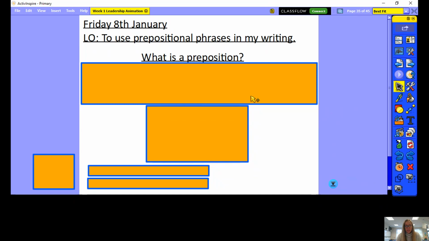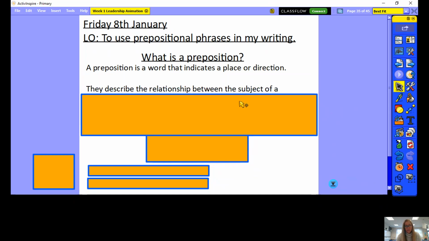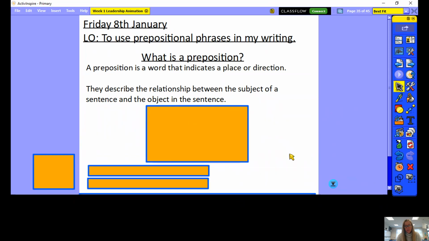Okay, so a preposition is a word that indicates a place or direction. They describe the relationship between the subject of a sentence and the object in the sentence. Let's have a look at some examples to make this a little bit clearer.